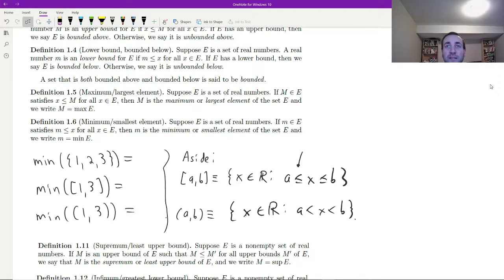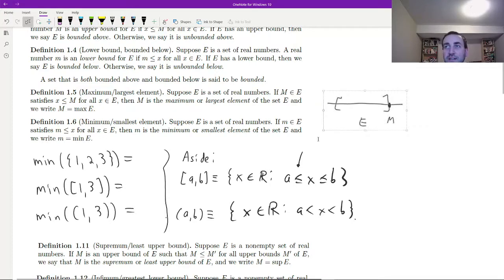Another piece of jargon that we need is the maximum element or the largest element. If E is a set of real numbers and there exists an element M of E that's an upper bound for E, then we call M the maximum, okay? So what's the idea there, right? If we have a set E, which looks like a closed interval, then this top number M is the maximum element of E, okay? Then we have an analogous definition for the minimum or the smallest element.